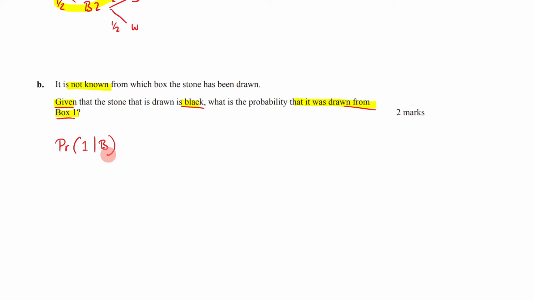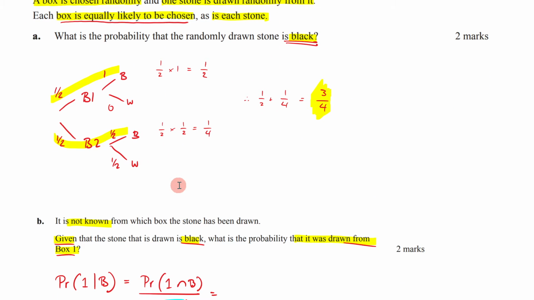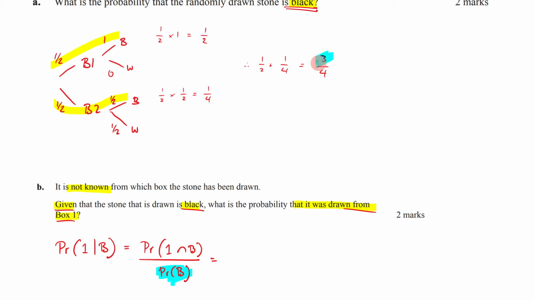So 1 given black. We know that this is going to be the probability of 1 intersection of B over the probability of B. Now, it's really important when you're doing these questions that you take note of what you've already figured out or what they've already told you. And here, we've got the probability of pulling out a black stone. Well, we've already figured out the probability of pulling a black stone, haven't we? This here was the probability of pulling out a black stone. So we know that our denominator here is going to be 3 on 4. So if I was to rewrite this, I don't know what this is yet, but I know that it's being divided by 3 on 4. That we know.